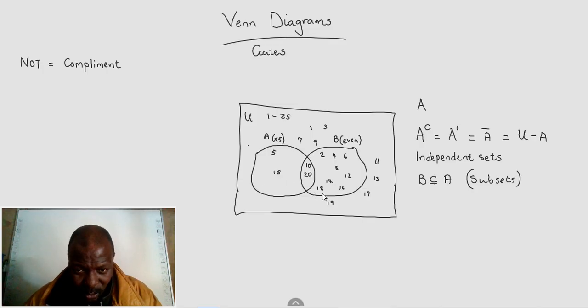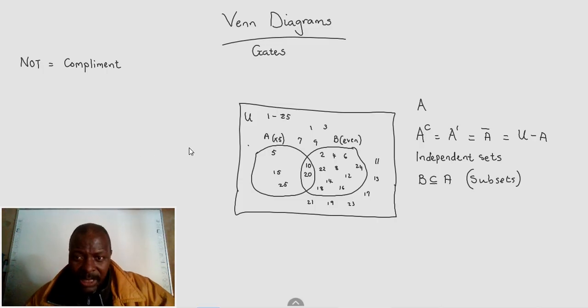So let's go to 21. It is neither. Let's go to 22. It is an even number. Let's go to 23. It is neither. Let's go to 24. It is even. And of course, we have 25, which is not even, but it is a multiple of 5.